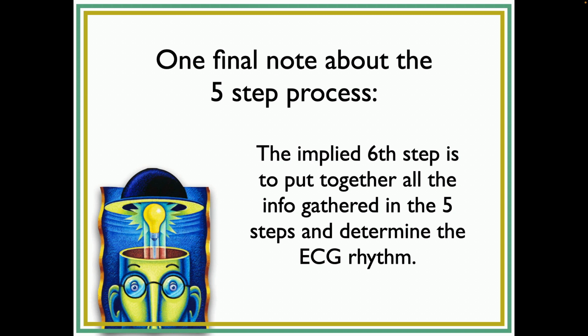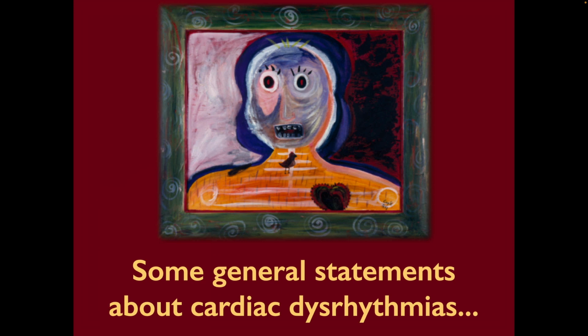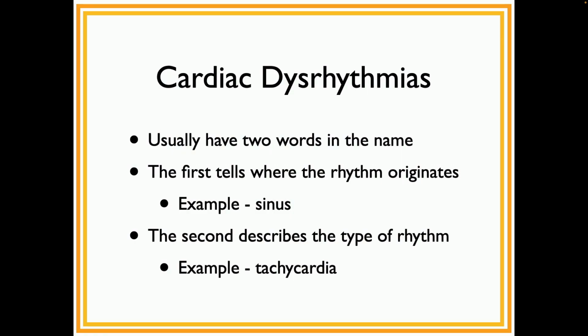In a minute, we're going to start talking about sinus rhythms. But before that, I just want to make some general statements about cardiac dysrhythmias, okay? When we talk about cardiac dysrhythmias, they usually have 2 words in the name, like sinus tachycardia. The first tells where the rhythm originates. What does that phrase mean? Where the rhythm originates?